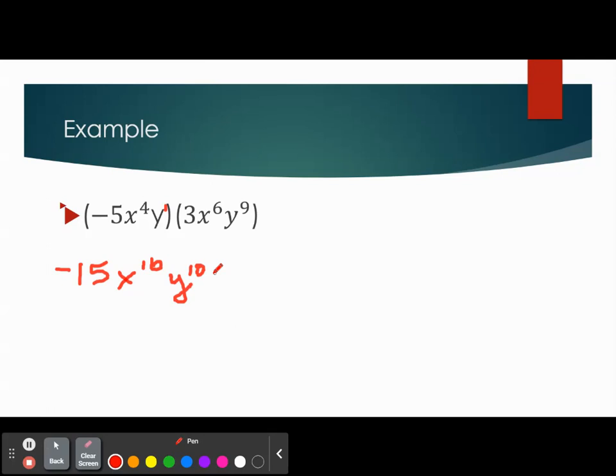All right, what questions do you have for me on multiplying expressions with exponents?